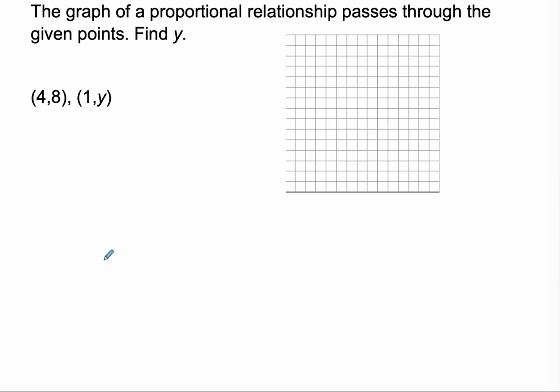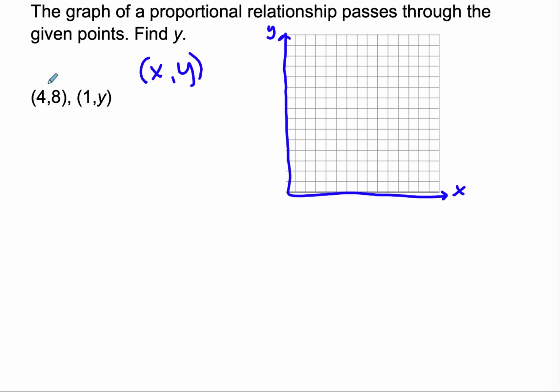All right, for our next one, the graph of a proportional relationship passes through the given points. Find y. Now, on this one, they didn't specifically say you had to use a graph. I do have a graph here to help you with this problem. So I'm going to show you a couple ways to do it. And we'll start with the graph. So this is our y-axis, this is our x-axis, and for an ordered pair, like the ones listed, they're always xy. The x number comes first, and then the y number.